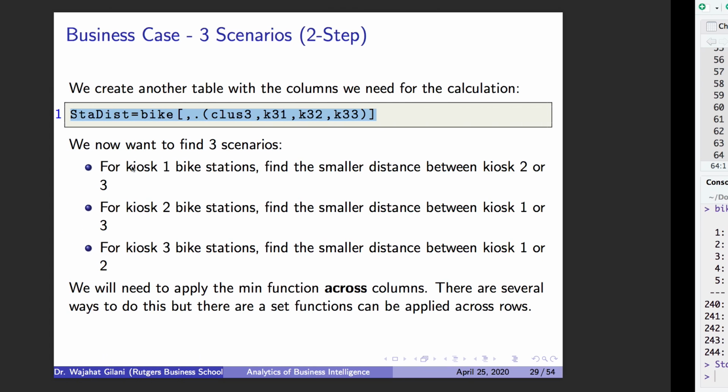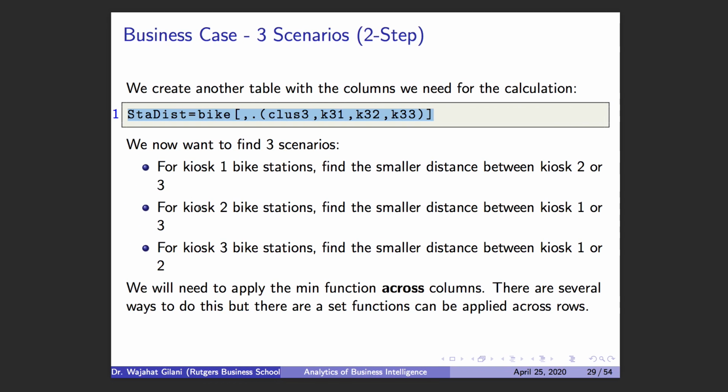Excellent. Nice and smooth. I like that. Now we want to find the 3 scenarios, guys, all right? We want to find for kiosk 1 bike stations, find the smaller distance between kiosk 2 or 3, right? So basically what we want to do is run down our rows and do the same analysis. We want to say, okay, for each bike station, what if I took away kiosk 1, what was your minimum distance? If I took away kiosk 2, what was your minimum distance? If I took away kiosk 3, what was your minimum distance?